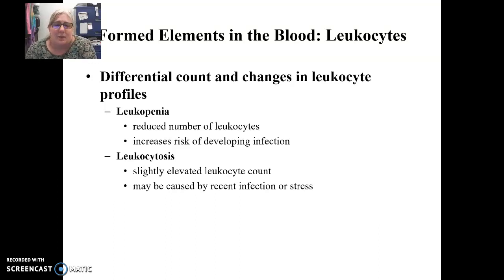Associated with white blood cells, we have leukopenia. Leukopenia is a reduced number of leukocytes, and if you have too few leukocytes, then you're more prone to infections. Leukocytosis, elevated number of leukocytes, and typically this is associated with having an infection or to having just gotten over an infection.